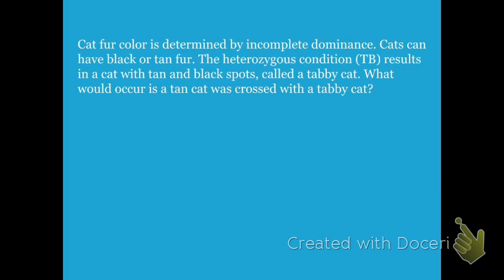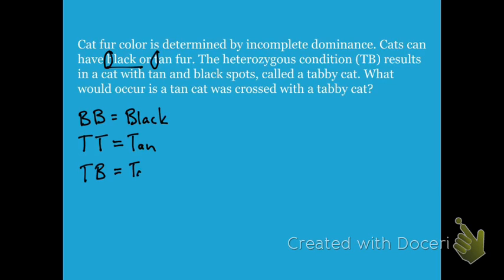So I'm going to write out all the possibilities. If a cat is black, that means it's going to have both, right? Black. It would be homozygous for black. If it was tan, then it's going to be homozygous for T. Notice I use the first letter of black and the first letter of tan. The heterozygous, which is T and B put together, and really it should be BT because it should be alphabetical, but anyways, that's not a big deal. We call that tabby. So when I do incomplete dominance, I always find it's helpful to write this out.